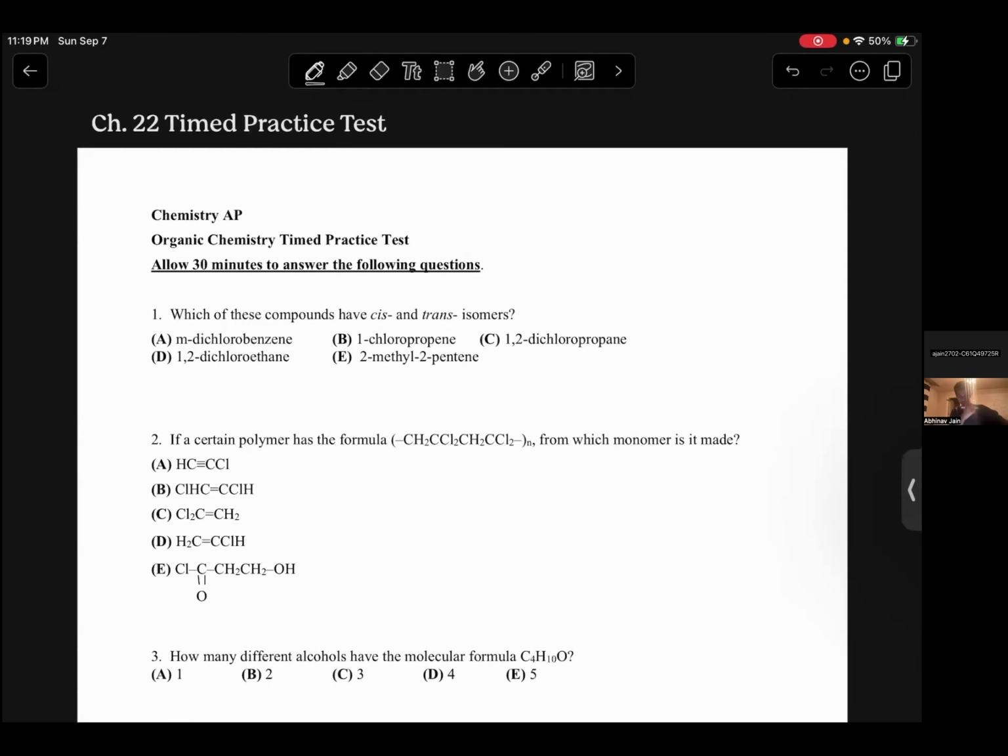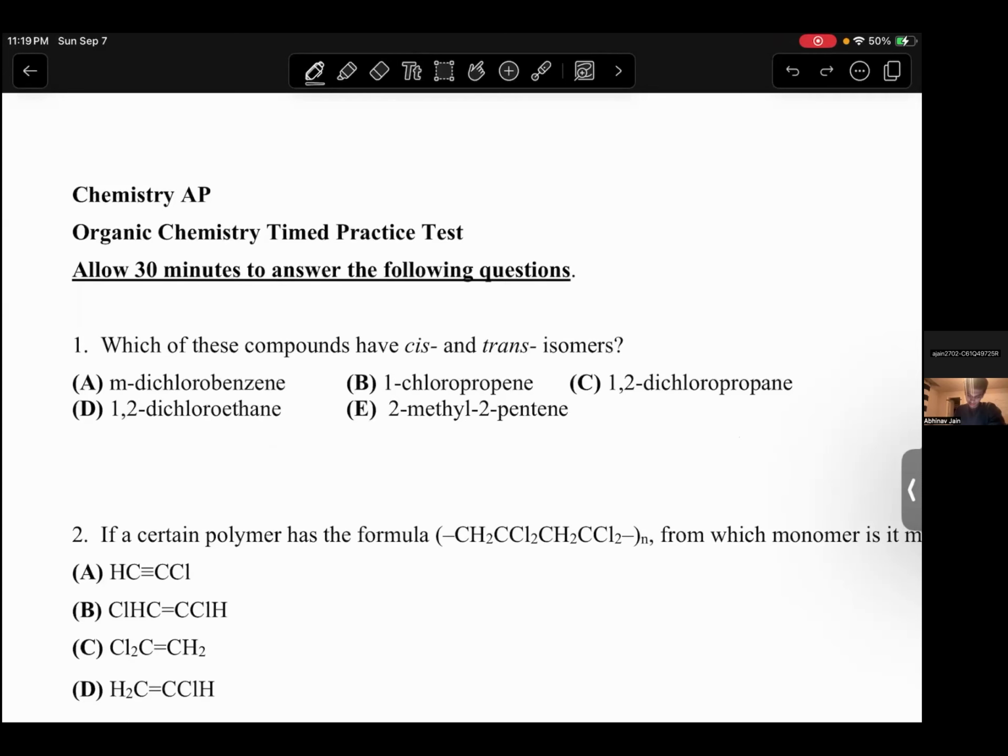These are 16 questions. It says give yourself 30 minutes to answer them, but we can do them faster than that. So for number one, which of these compounds have cis-trans isomers?